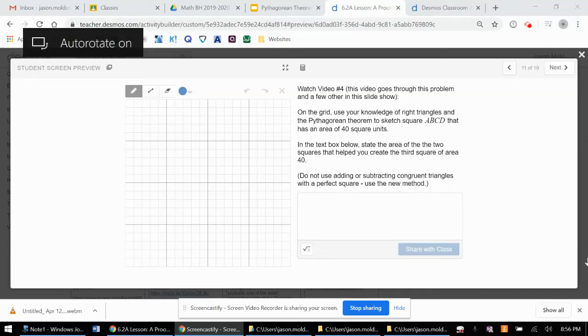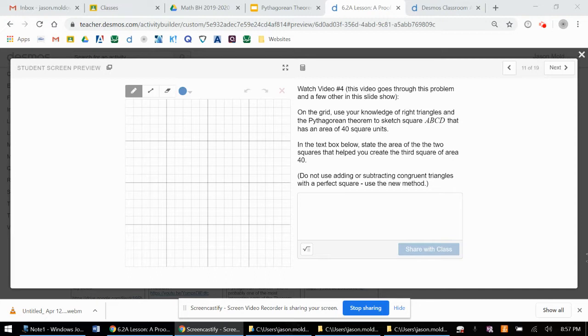This is the fourth video for the 6 to 8 lesson on the proof of the Pythagorean theorem. It says on the grid, use your knowledge of right triangles and the Pythagorean theorem to sketch a square ABCD that has an area of 40 square units. And then in the text box below, state the area of the two squares that helped you create the third square.